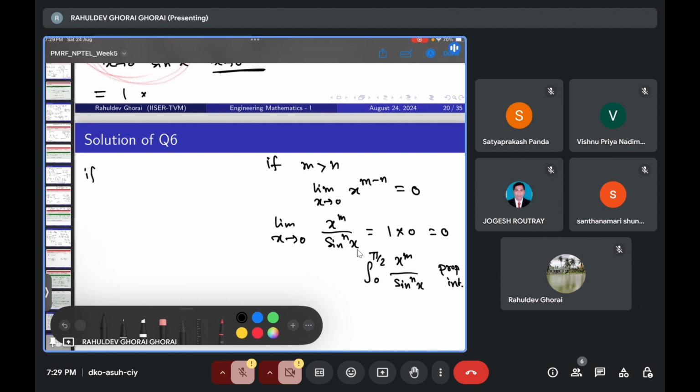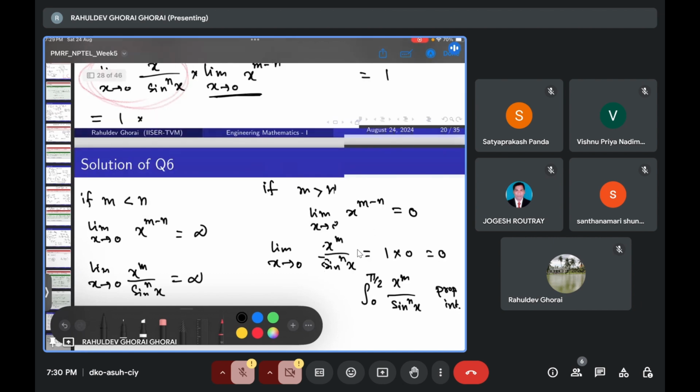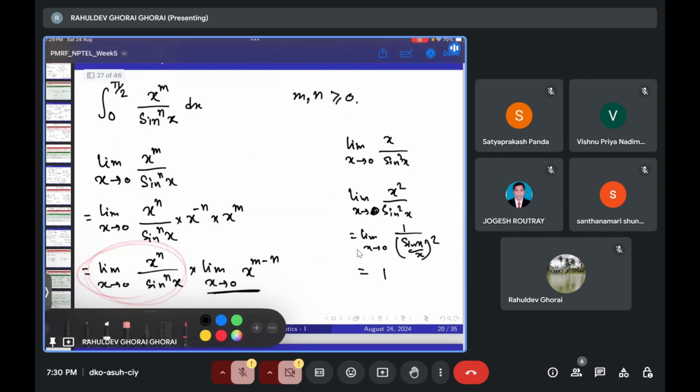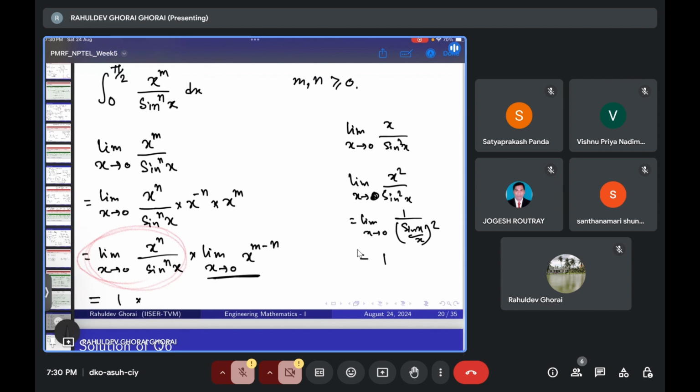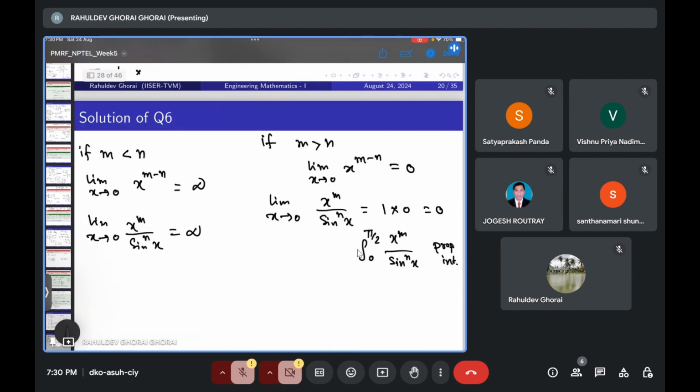Now let's come to the case where m is less than n. The limit as x tends to 0 of x to the power m minus n, where m is less than n, will be of the form 1 by x to some power, so this will be infinity. So the limit as x tends to 0 of x to the power m over sin to the power nx will also be infinity, because it is nothing but in this form, and that form converges to infinity. So then it is an improper integral.